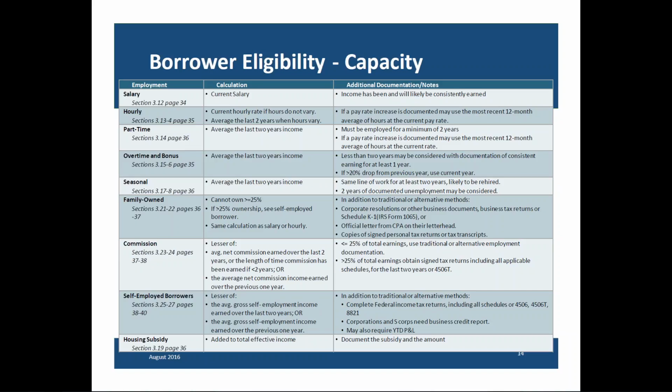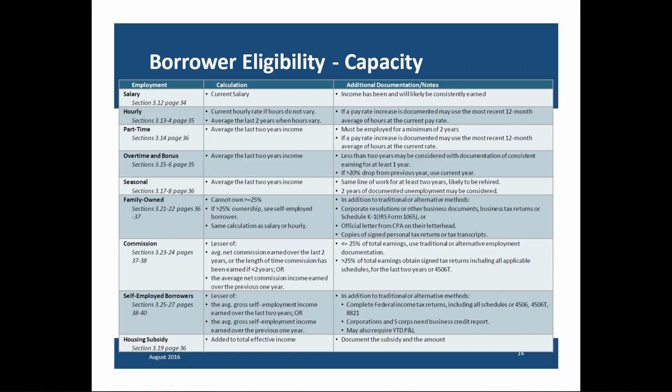Family-owned. If they work for a family-owned business, in this situation, they cannot own greater than 25%. If they do own greater than 25% of the business, I'll discuss that in just a moment. But if they do not own more than 25%, in addition to traditional or alternative methods, we'll need corporate resolutions or other business docs, business tax returns, or Schedule K-1s, or official letterhead from a CPA, and copies of signed personal tax returns or tax transcripts.